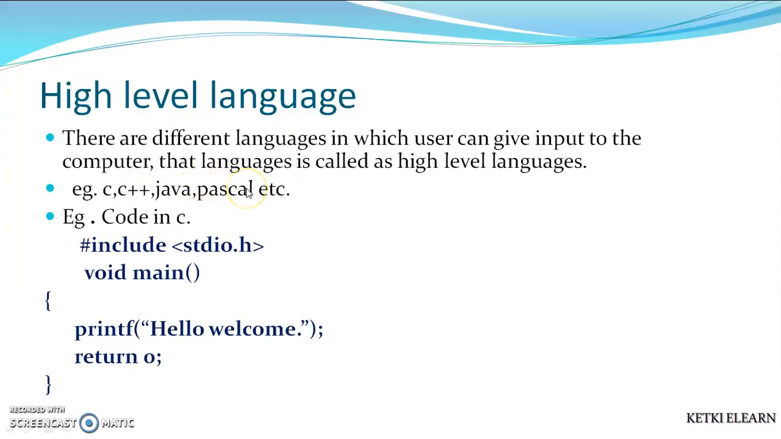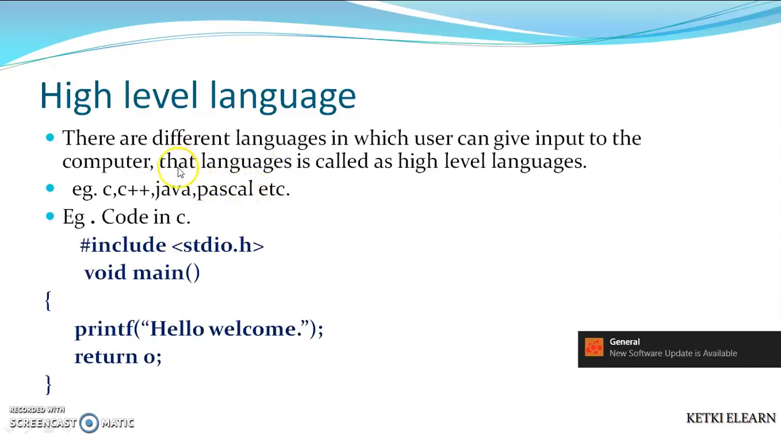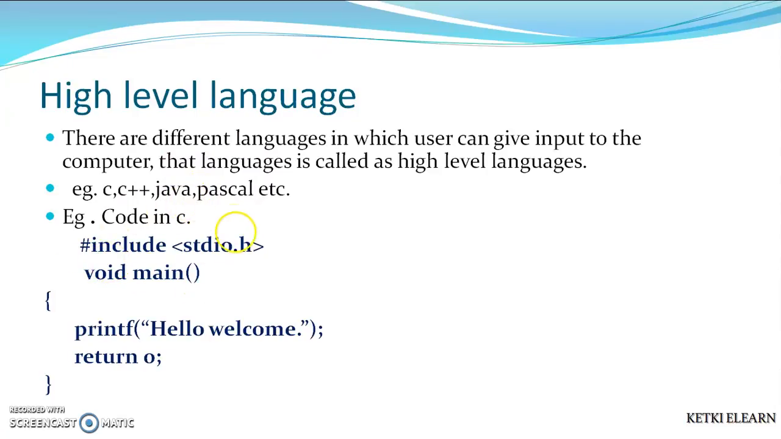And one important point is high level language is a user understandable language. Means user can write a code in high level language, user can read a code in high level language. Okay, so that's why it is a user understandable language. Okay, for example, we'll take one example.